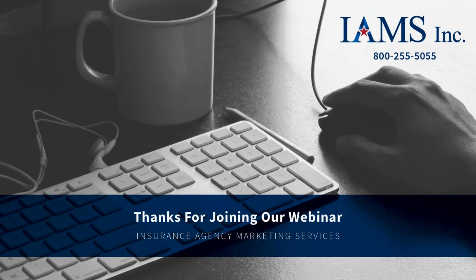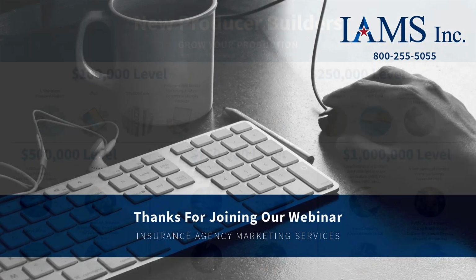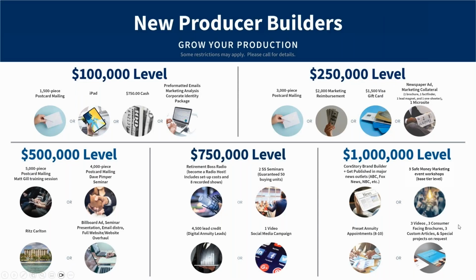Before diving into the main event, I want to take a couple of minutes at the beginning of the webinar to talk about some of the additional resources that you have available here at IAMS. First up, we've got our new producer builders. You can see we've got a variety of different options here. If you're a new agent to IAMS, you get automatically enrolled into our new producer bonus. At different point totals, at 100, 250, 500, 750, and a million, you can qualify for additional things, whether that is marketing campaigns, trips, cash, you name it.